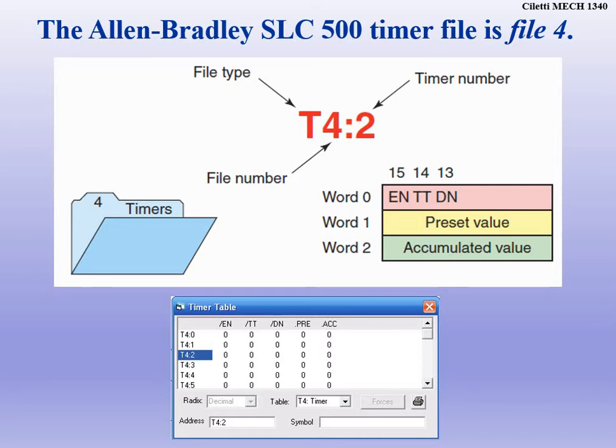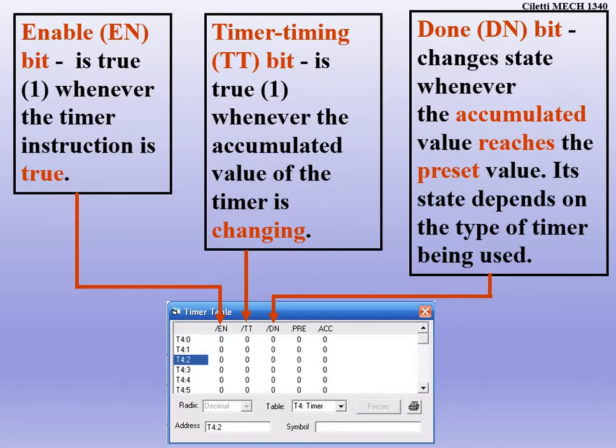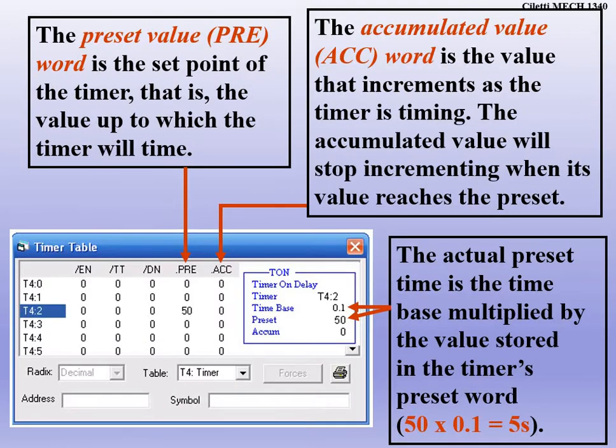For Siemens, we're going to use T1, T2, T0, those sort of things. Allen Bradley is the same kind of concept. They're saying the file is T4, and then timer number 1, 2, 3 or 4. So there's just a little bit different formatting between the Allen Bradley and the Siemens that we're going to use. We can look at it in the table and see what's going on as well. We can keep track of the preset value versus the accumulated value, and you can see all of that in the timer table.